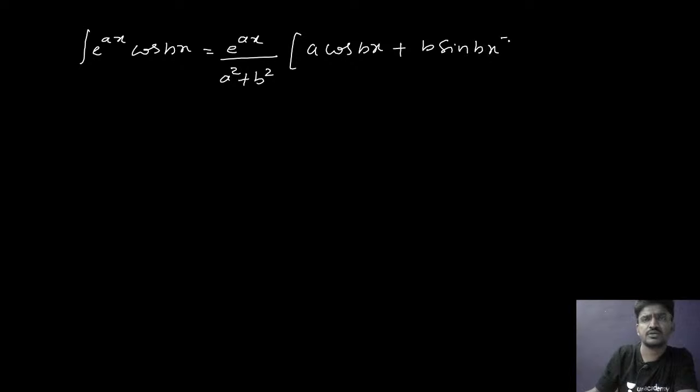So now you see one more formula, that is e raised to ax cos bx is equal to e raised to ax divided by a square plus b square, into a cos bx plus b sin bx, plus c.